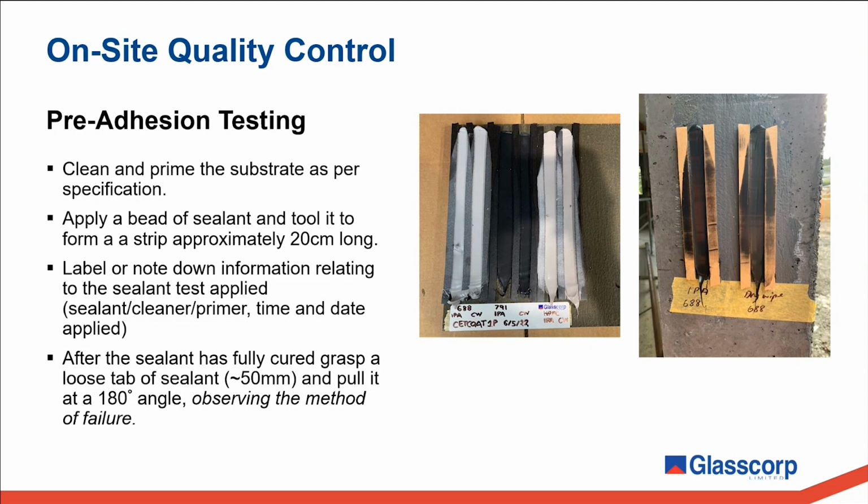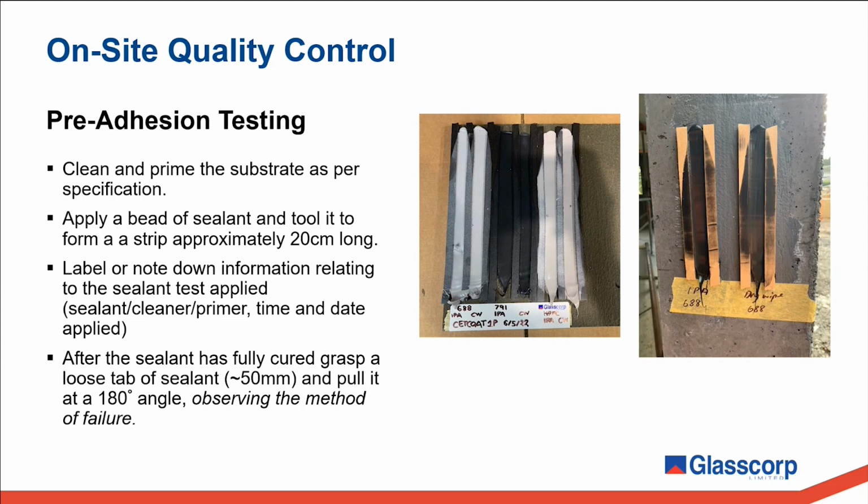And importantly, mark or label each test section with the specific sealant, cleaning, priming, preparation that's being applied. You want to take note of the date and the time of the application as well. It's not very useful coming back a week after test strips have been applied if you don't know which one's which.